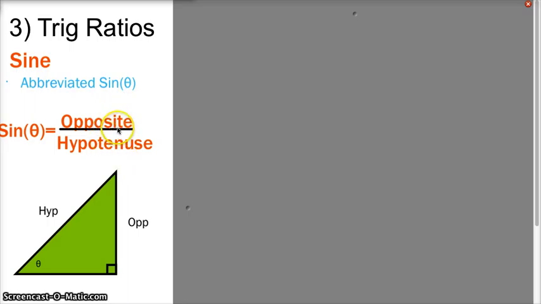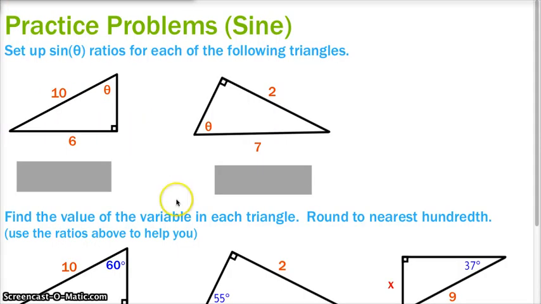Sine is the ratio of the opposite side length over the hypotenuse. So being able to determine opposite over hypotenuse is important for these. Looking at your reference angle theta, opposite, hypotenuse, so whatever number the opposite is will go here. Whatever number the hypotenuse is will go here. Make sure you have that on your paper under sine. Now let's look at some practice problems.